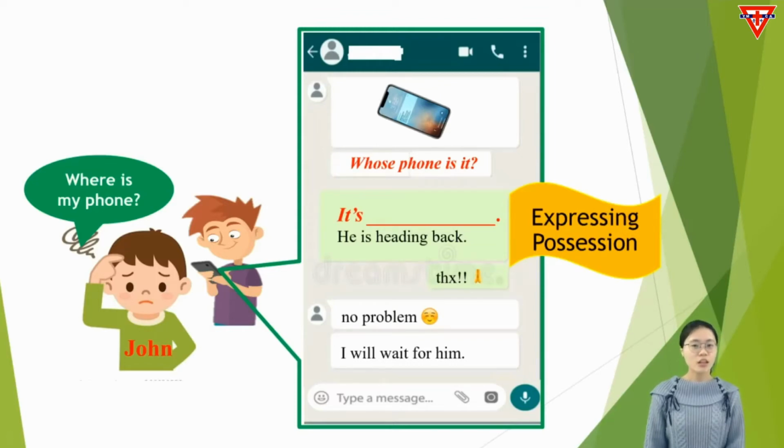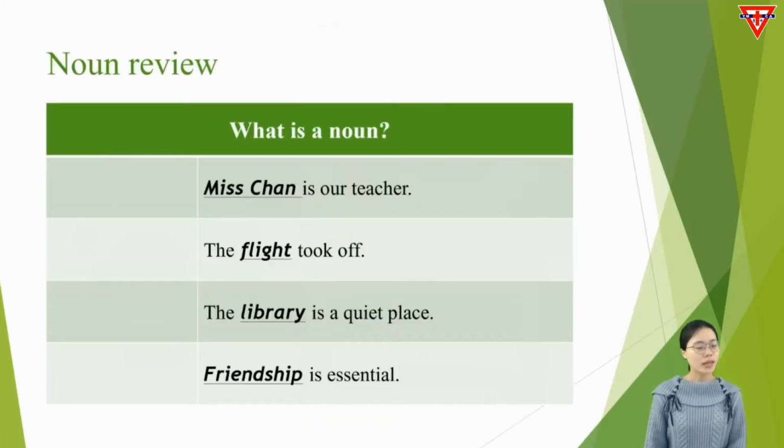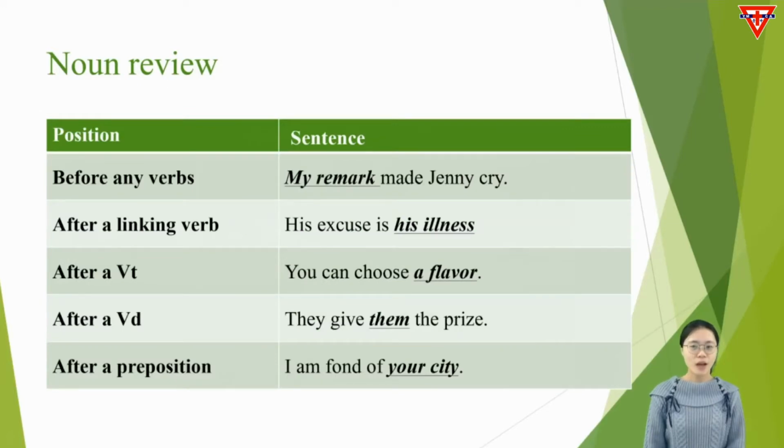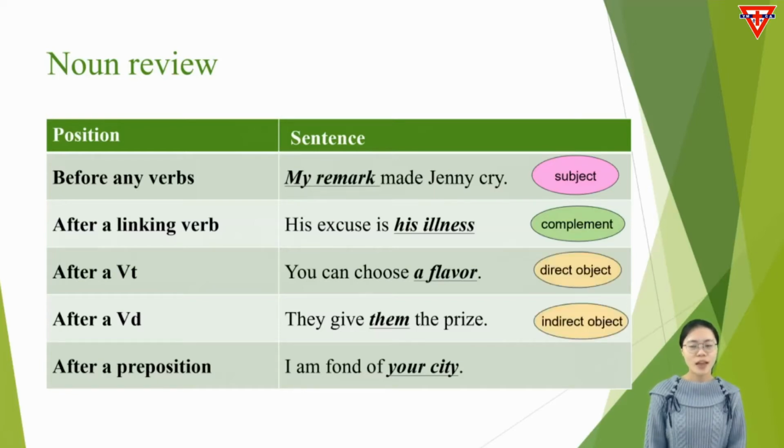As possession has a lot to do with nouns, let's do a quick noun review. As we've learned previously, a noun can be a person, a thing, a place, or an idea. A noun can have up to 5 functions and positions. Number 1, a noun can be the subject when it's put before any verb. Number 2, a noun can be the complement when following a linking verb. Then a noun can be the object of a verb when it's placed after a VT or VD. Lastly, a noun can be the object of a preposition if put after it.